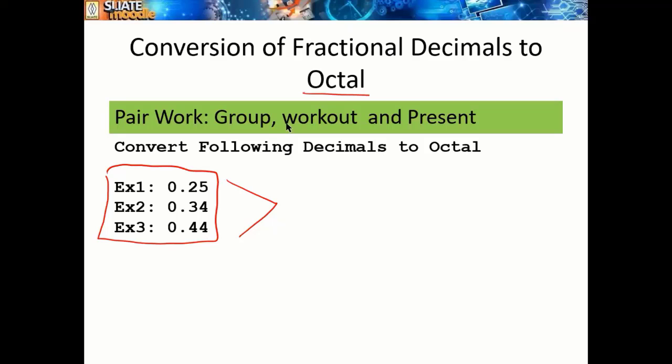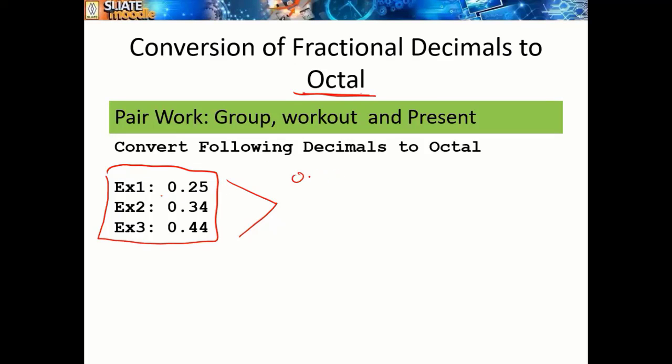So the same way, you can try this at home, right? We don't need to take time here, but anyway, I will show you now. So at home you can try it. Now conversion of fractional decimal to octal is the same. Only thing, in binary we multiplied by 2. Here in octal we have to multiply by 8.